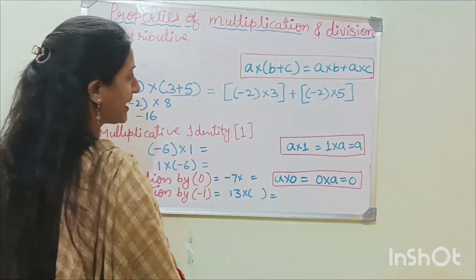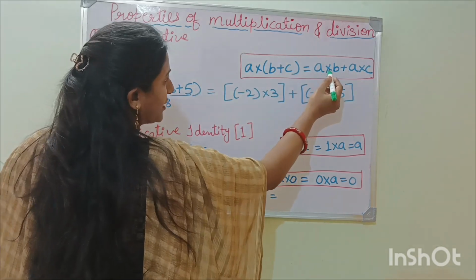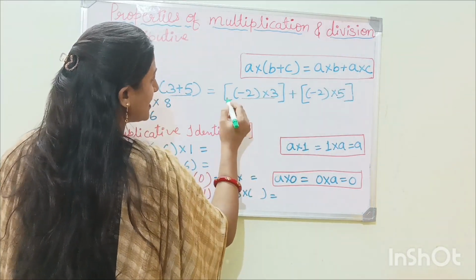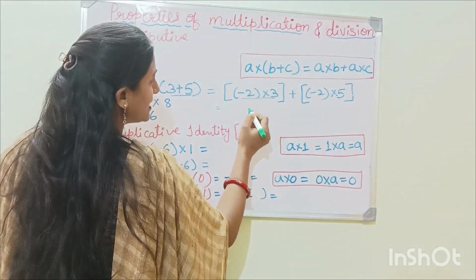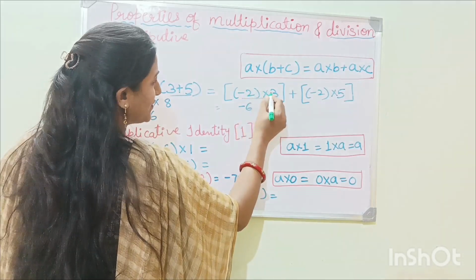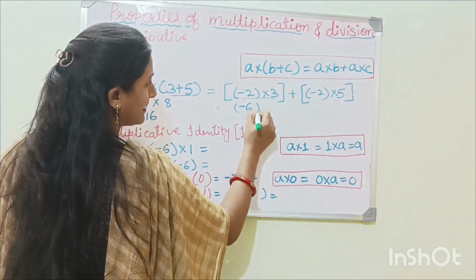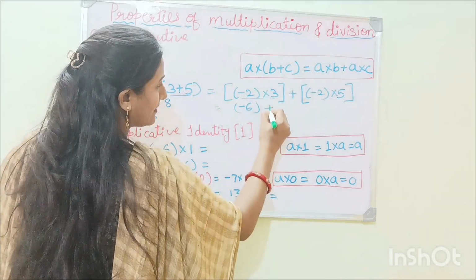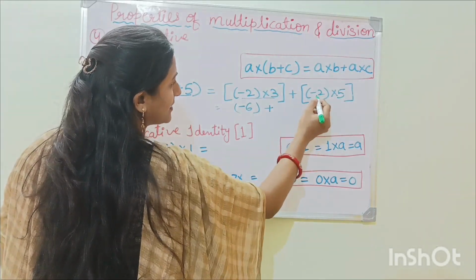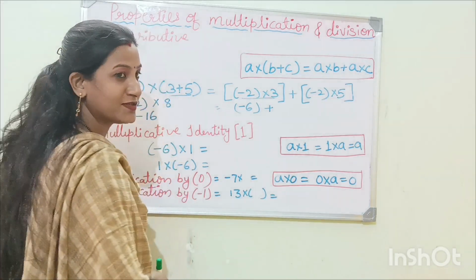If we are opening the bracket, A into B plus A into C. So we are multiplying here first. 3 2s are 6. So minus 6. Why? Because minus into plus is minus. Again plus is there. Again open the bracket. 5 2s are 10. So which sign will the 10 have here, minus or plus?